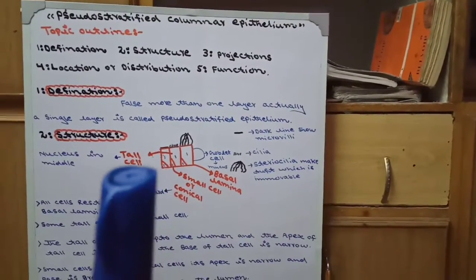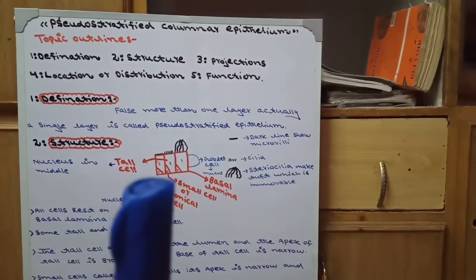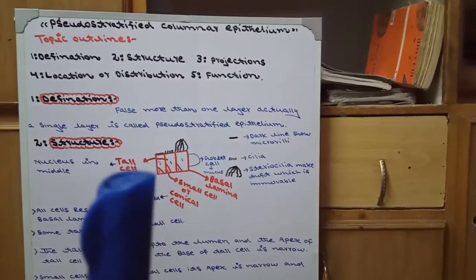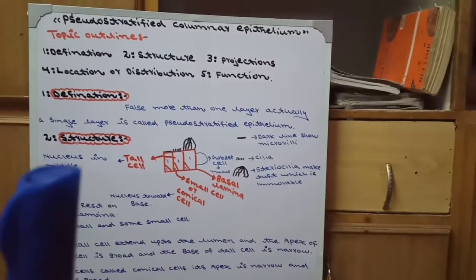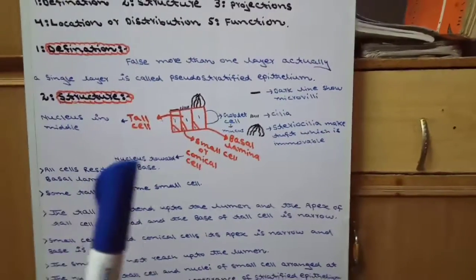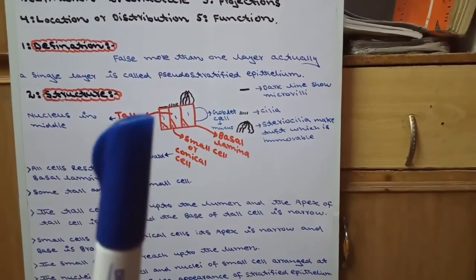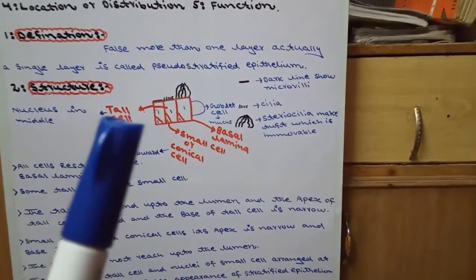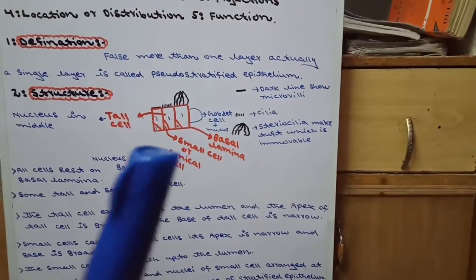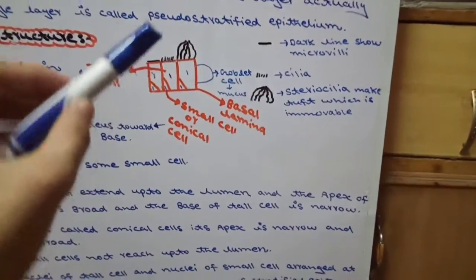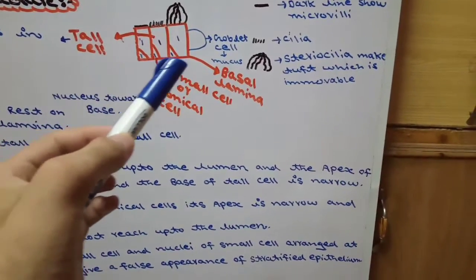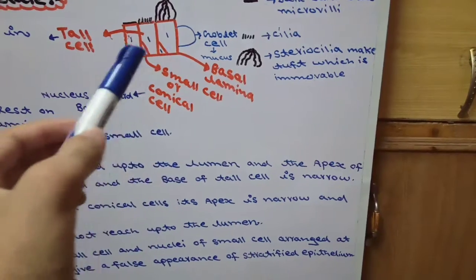Like here, there is a single layer of tall and small cells. Now come to the structure. In structure, there are two types of columnar cell. Number one, tall cell. Number two, small or conical cell. The first thing is that both the tall cell and small conical cell rest on the basal lamina. This is the basal lamina.